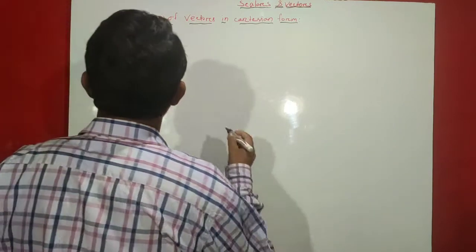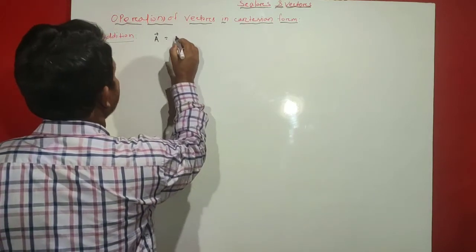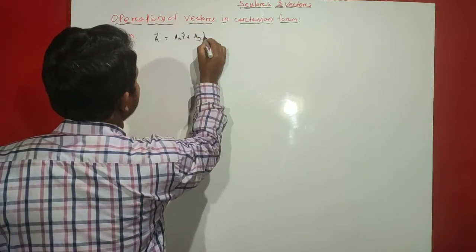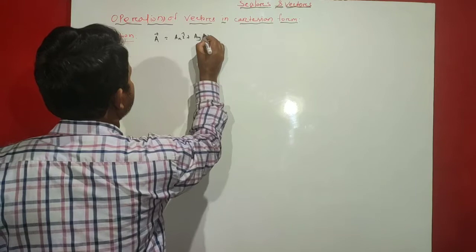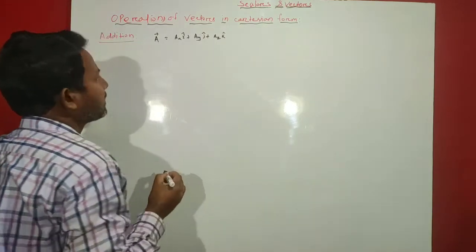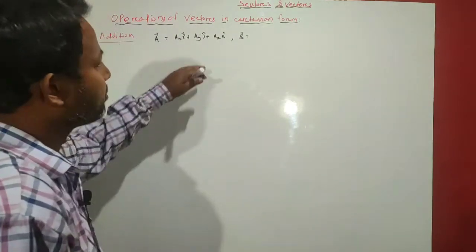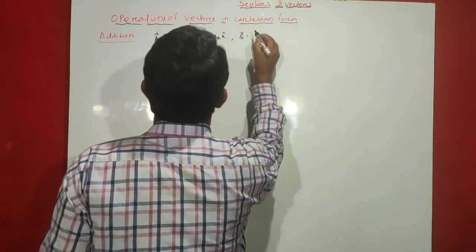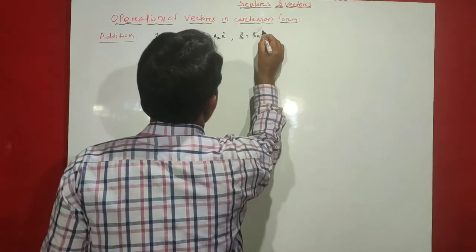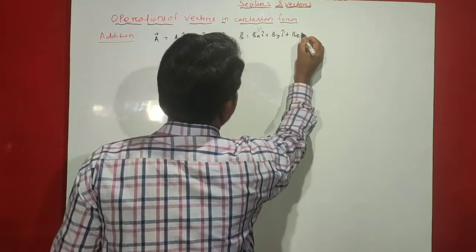Let a vector A is equal to ax i cap plus ay j cap plus az k cap, and another vector. This is a 3D vector. It has three components. Bx i cap plus by j cap plus bz k cap.